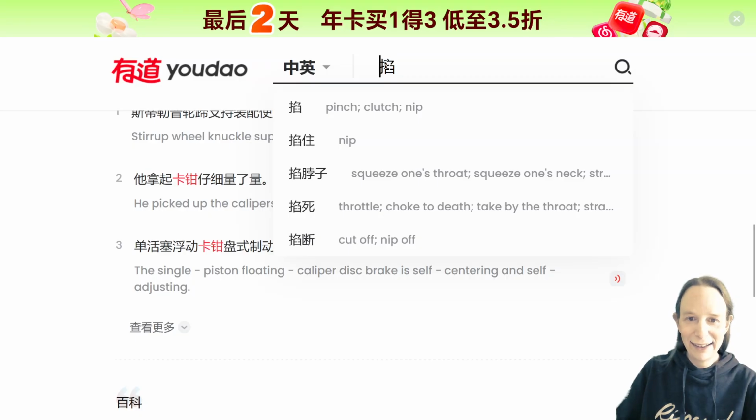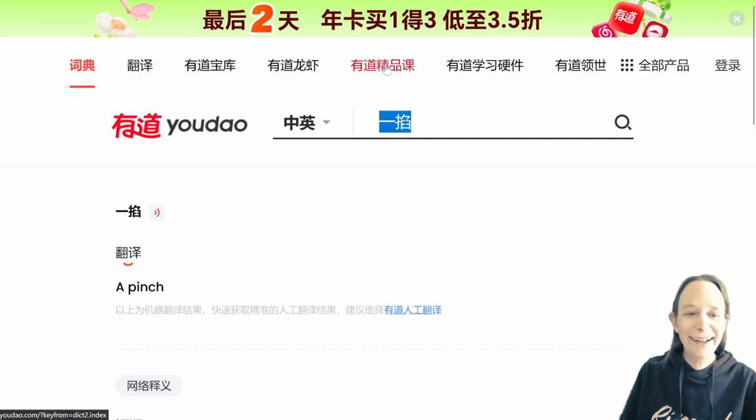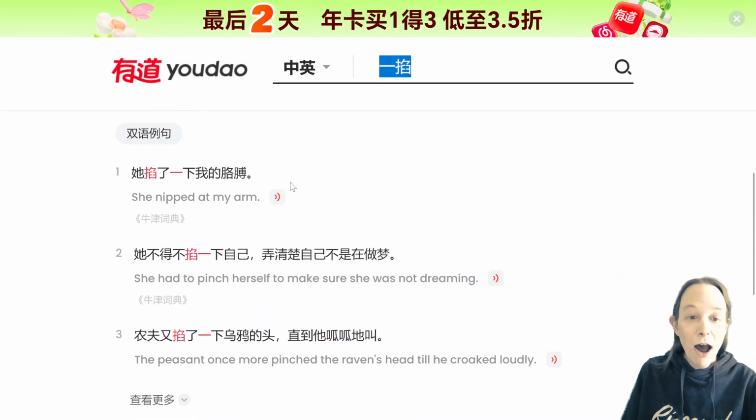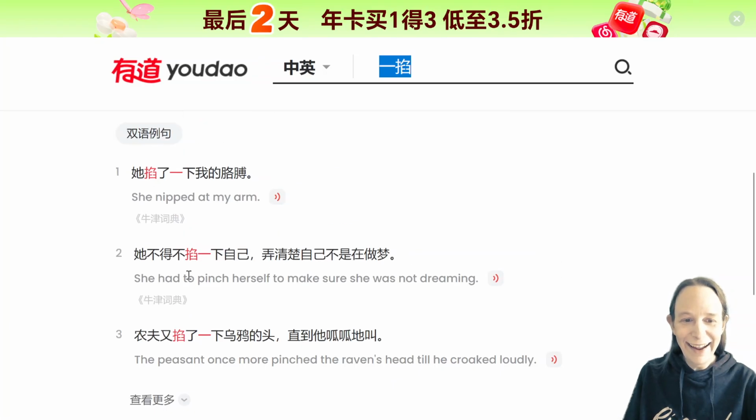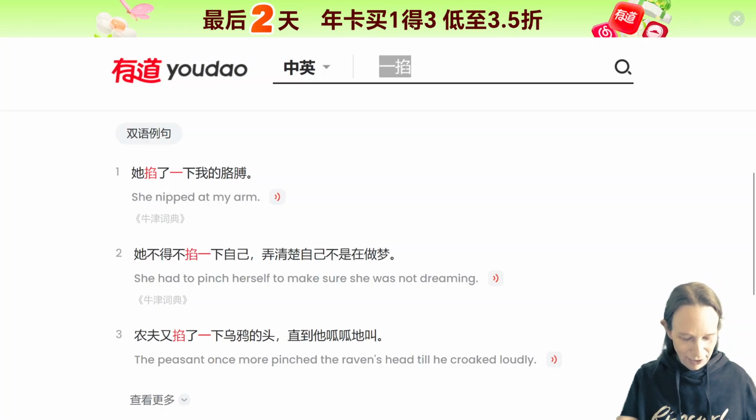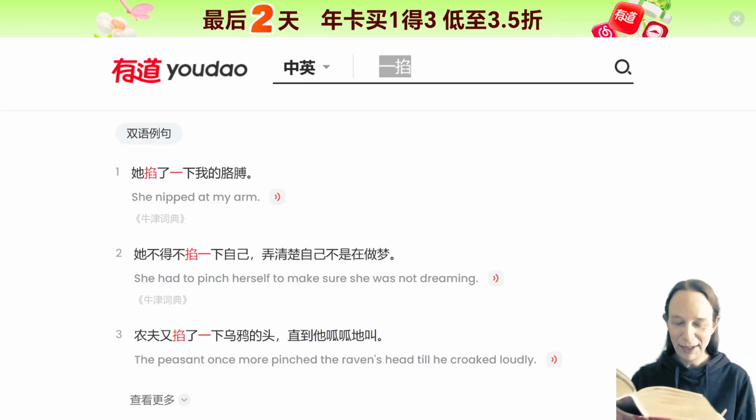So this is just blowing my mind. Oh, a pinch. All right, a pinch of salt. Yeah, kind of makes sense. But maybe it's imported from English or something like this. Small quantity of something. Oh, that's it. We've done them all.